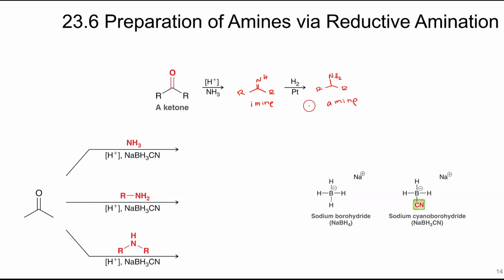So this first one here, that would be a two-step reaction, but we can do this reaction in one pot using a reagent called sodium cyanoborohydride, which is similar to sodium borohydride, but this makes it more selective for amines. So we add ammonia with sodium cyanoborohydride. This will first form the imine, and then in the same reaction, then we'll get the amine that forms. So this would be an intermediate. So that's your primary amine.